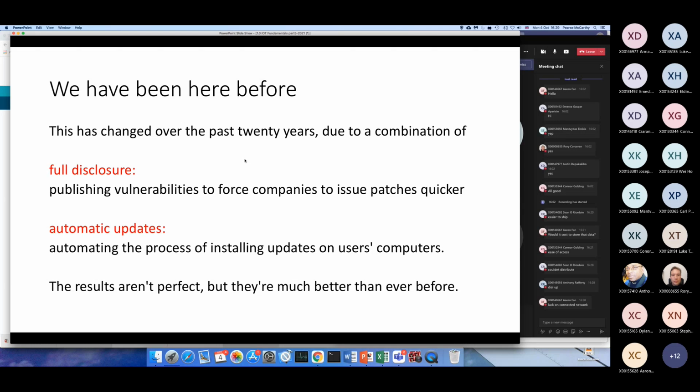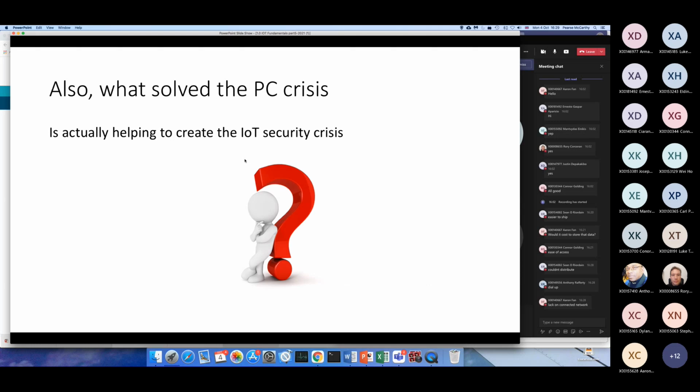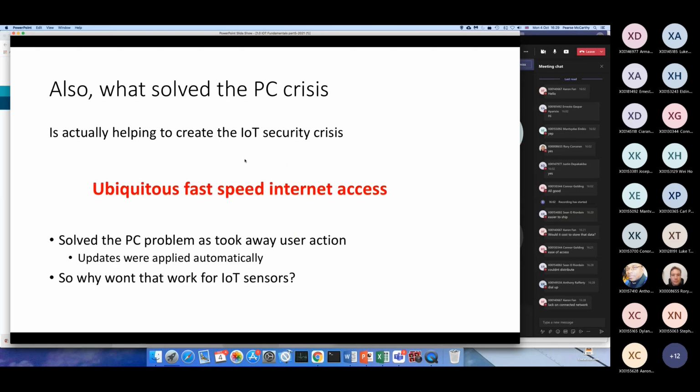It's great. So hopefully for IoT, sure, we're laughing, aren't we? But not really. What solved the PC crisis is actually helping to create the IoT security crisis. What do I mean by that? So we've got ubiquitous fast-speed internet access. Sounds like a great thing, right? Which basically means everywhere we have stuff, fast speed, and it's connected. It solved the PC problem because it took away user action. Updates are applied automatically. Why won't that work for IoT sensors?